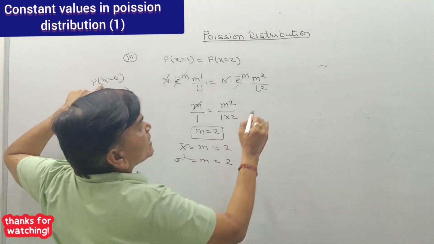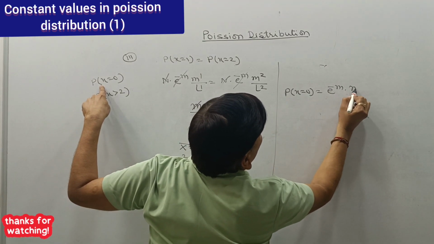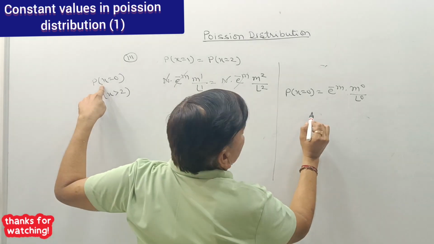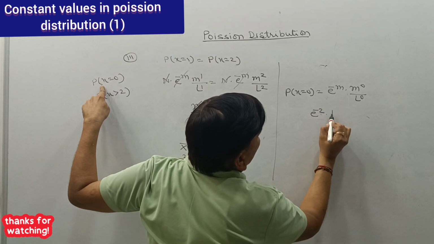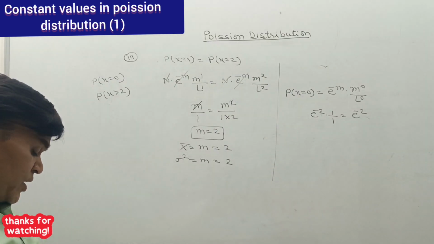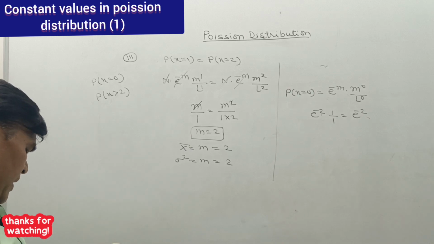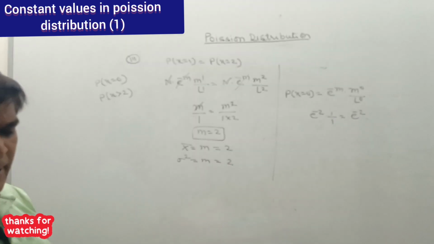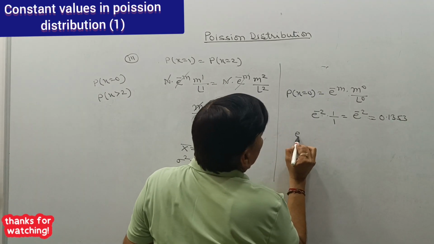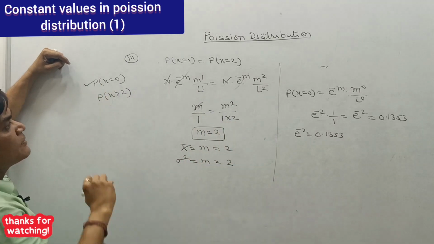Now we are to calculate P(x=0). That is e raised to power minus m, m raised to power 0 upon factorial 0. So we are to calculate e raised to power minus 2, times 1 upon 1, that is e raised to power minus 2. The value of e raised to power minus 2 is 0.1353. So this also we have calculated.